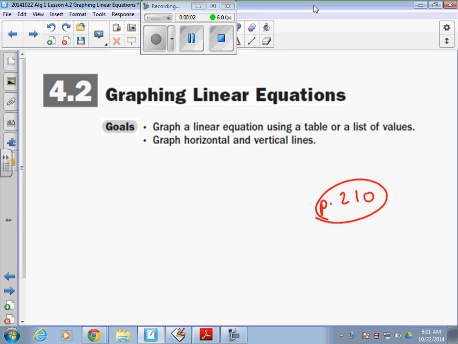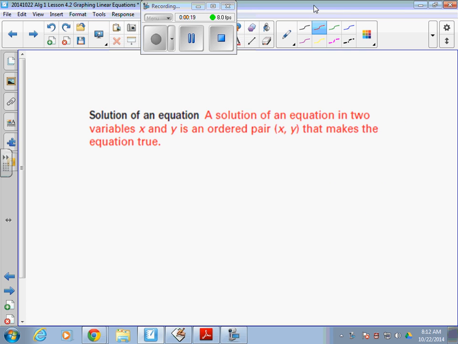This is Algebra 1, Lesson 4.2, Graph and Linear Equations, the beginning of Graph and Linear Equations. We're using tables or a list of values, which you'll notice to be very similar to each other, to graph lines, and we're going to graph horizontal and vertical lines beginning on page 210.